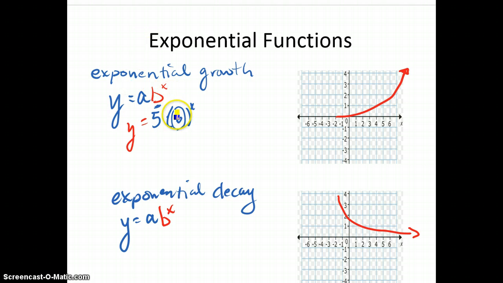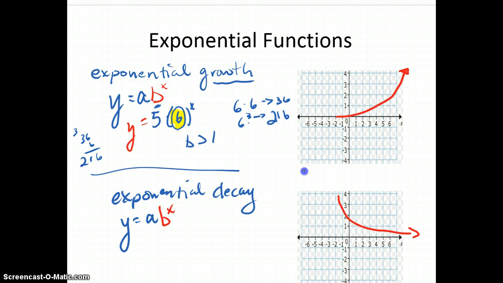So b is huge. If b is larger than 1, it is an exponential growth. And the reason being is this number right here, if it's larger than 1, when you raise it to a certain power, like 6 squared will be 36, 6 to the third will be 216. So we're going to get exponentially larger here. If this b value, the number raised to the x, is greater than 1, then that number will always continue to get bigger as we raise it to larger powers.